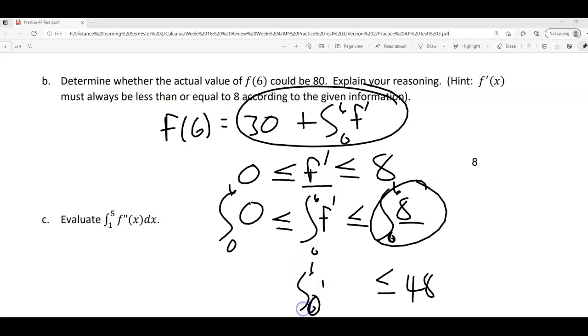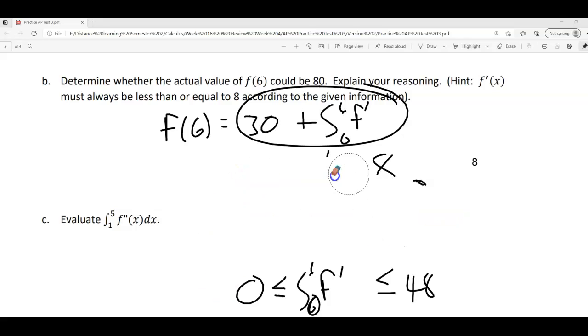Supposed to be a 0 there. And 0 times 6 minus 0 is just going to be 0, so that's not changing. Next, I'm going to add 30 to everything. Why am I adding 30 to everything? I'll show you in a second. But 0 plus 30 is 30.